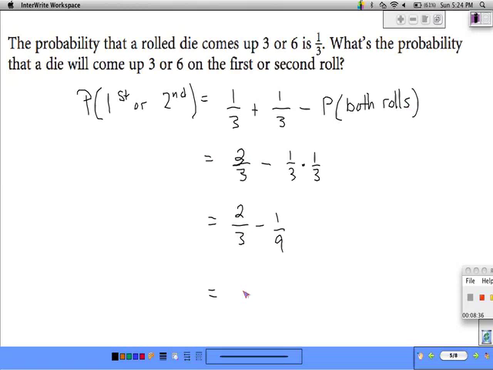That would be 6/9 minus 1/9. Probability is 5/9. Notice that we can't just add together 1/3 plus 1/3, because it's possible that we get a 3 or a 6 on both rolls. Now there's another way of looking at this through the use of a tree diagram.